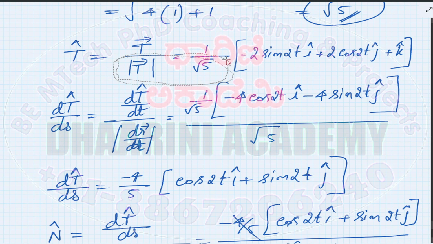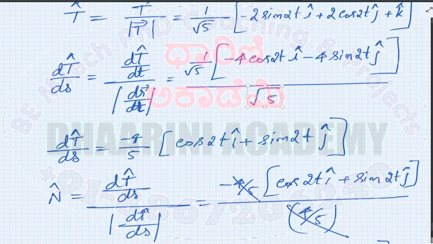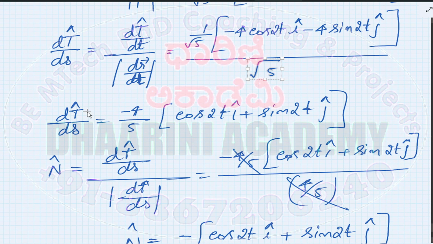Magnitude of T cap is equal to root 5. So I simply write that as root 5 over here. That is dT by ds. So once you have the dT by ds, my next intention is to calculate the N cap, which is dT cap by ds whole divided by its magnitude. What is dT cap by ds? That is this function, divided by the magnitude. Magnitude is nothing but this 4 by 5.